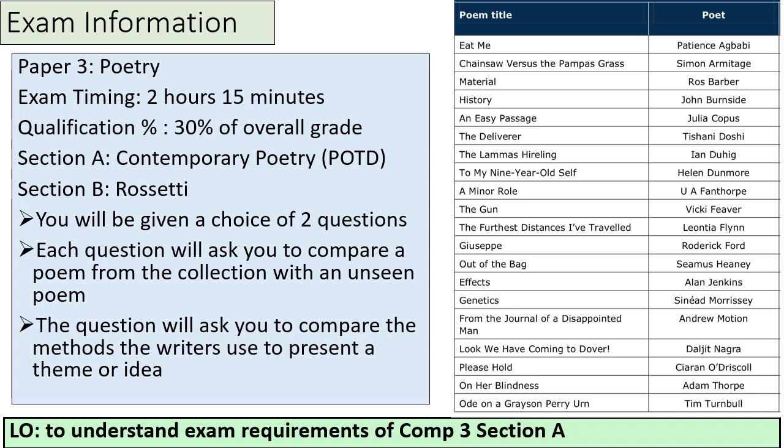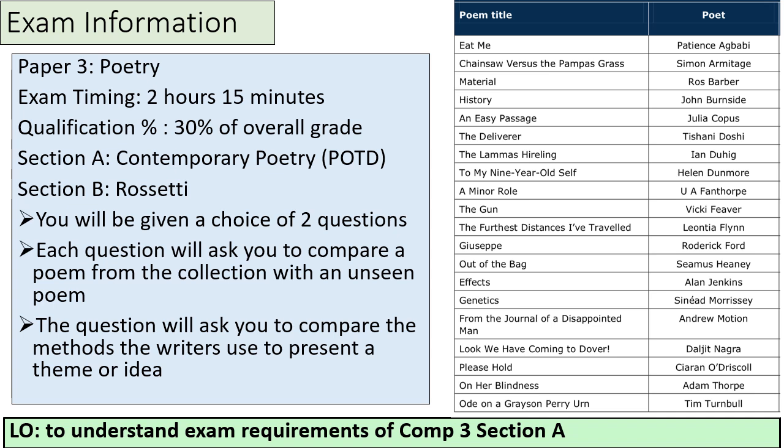Section A is contemporary poetry, and Section B, my class do Rossetti, but you may do another topic of your teacher's choice. In both sections, there will be two questions as a choice. You can pick question 1 or question 2, both marked with the same marks, and there's no difference.